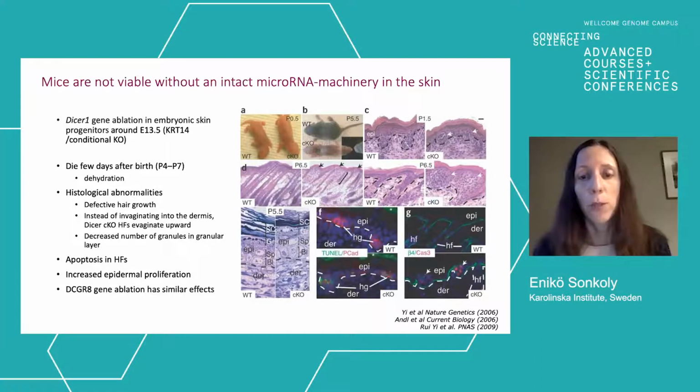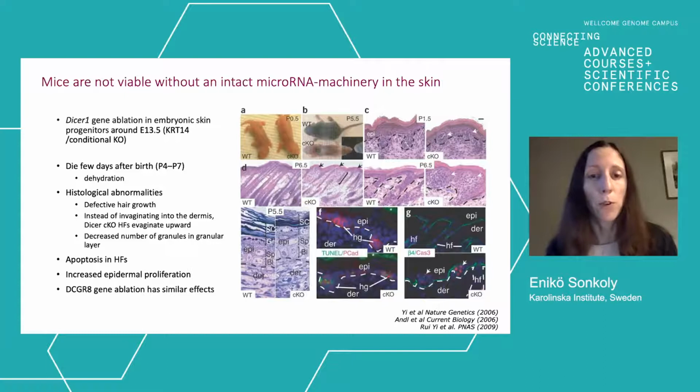So that was what happened. And also when DGCR8, another gene which is coding for an enzyme needed for microRNA processing, was deleted, it had very, very similar effects. So what is the conclusion? Mice are not viable without an intact microRNA machinery in the skin. So at this time, these experiments were really important to show the role of microRNAs in skin development, but they did not give any information about the role of specific microRNAs in the skin.